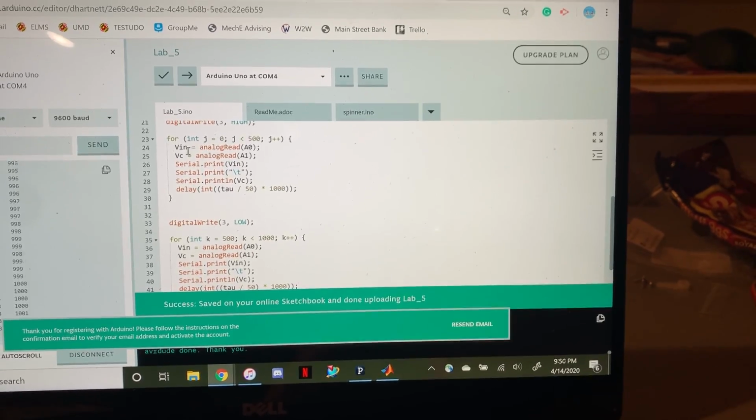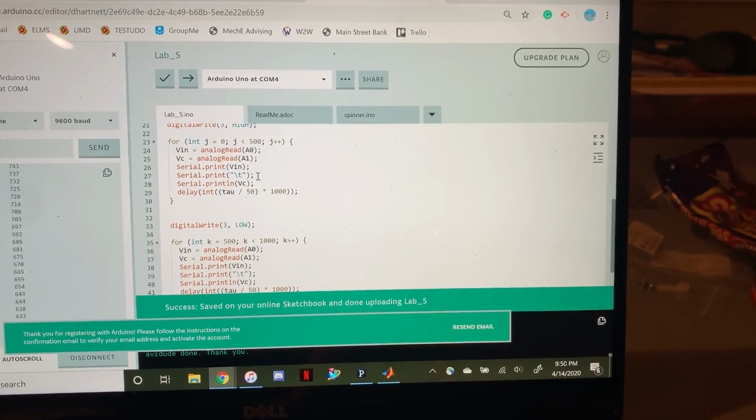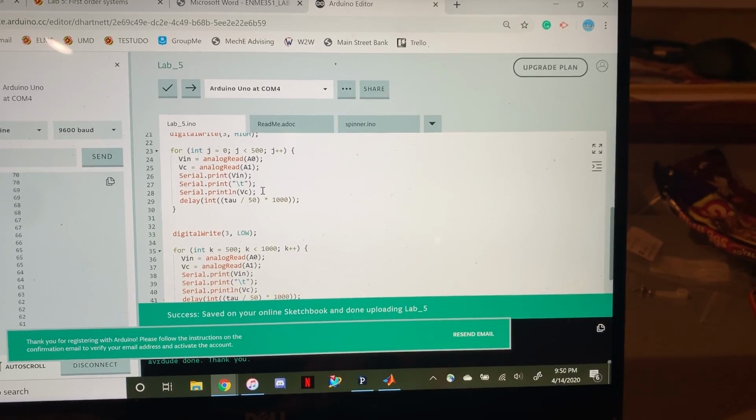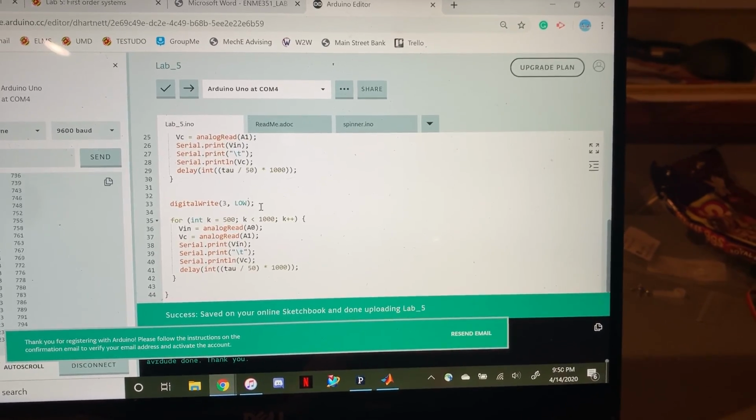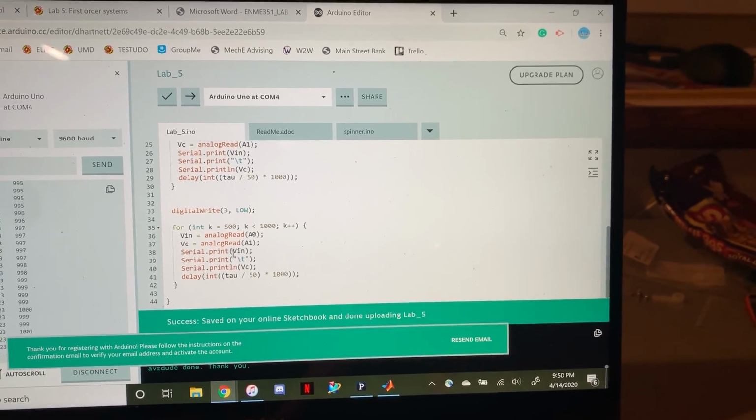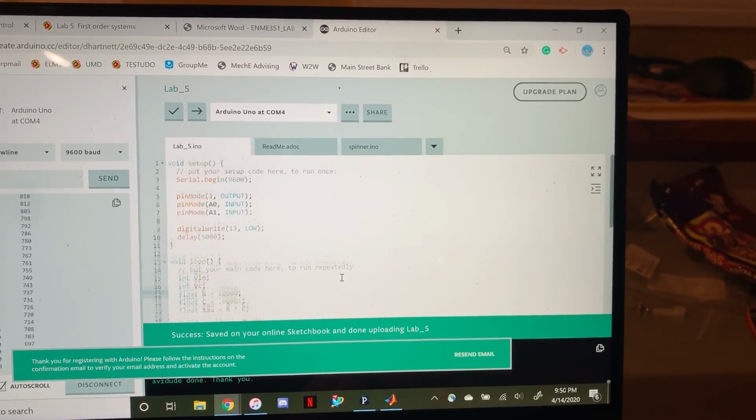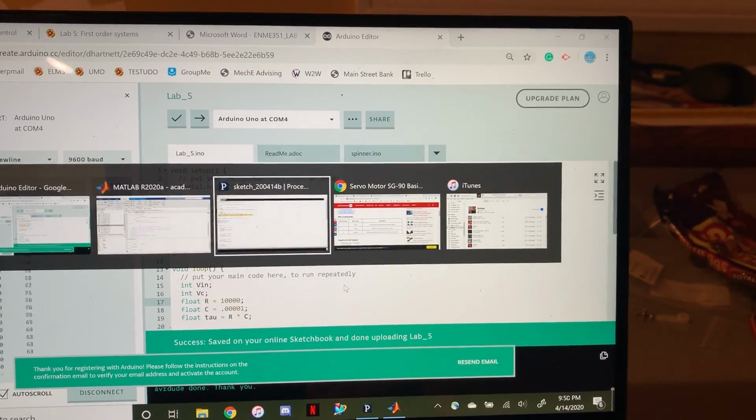So we'll do 500 iterations of this loop, incrementing by 1/50th of tau times 1000 to make it in seconds. We'll be reading in Vn and Vc using analog read, and then printing them with a tab in between to the processing. Then we switch it to low and do the same exact thing and watch it discharge.